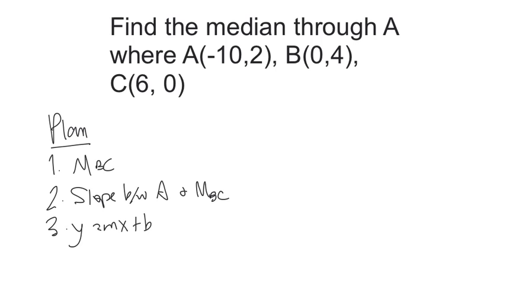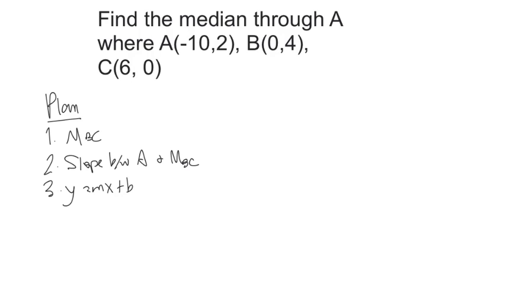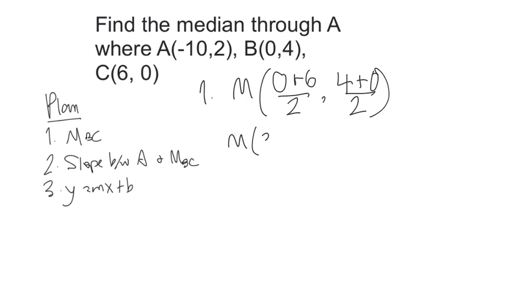So I'm going to zoom out a bit just to give myself a little more room. I don't think I'll need too much. Okay, so the first thing, step 1, find the midpoint of BC. So the midpoint is 0 plus 6 divided by 2, and 4 plus 0 divided by 2. So we're taking the average. And we work that out. So the midpoint is 3, 2. Done.